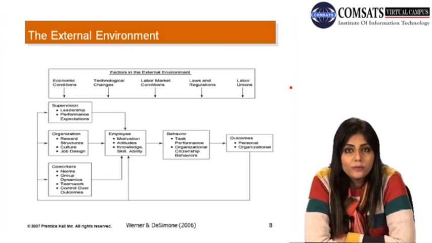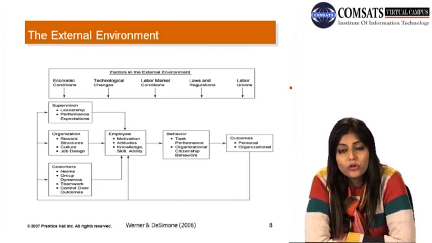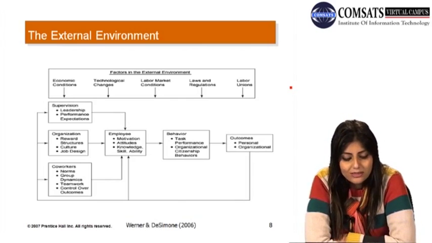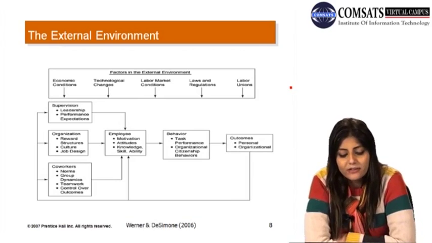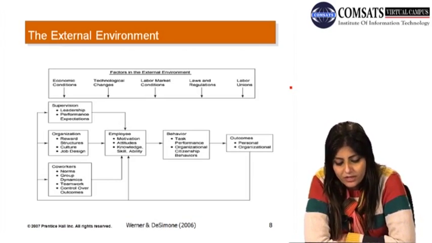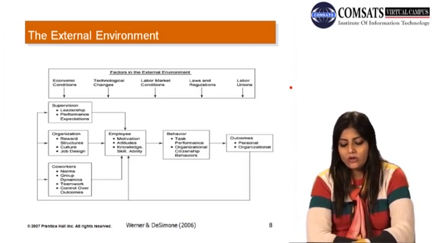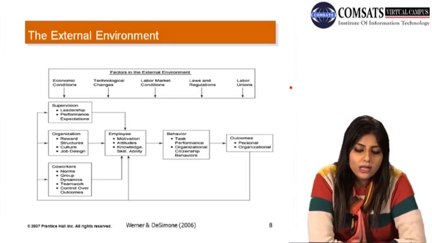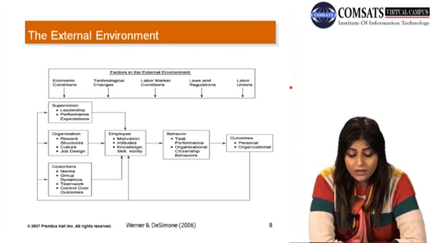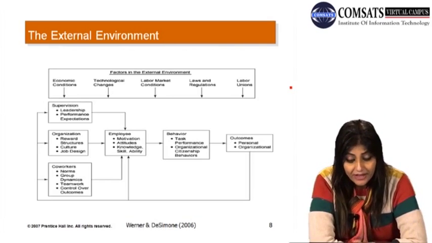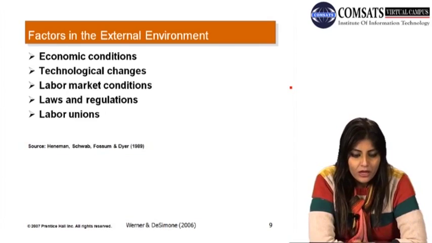So how do they influence employee behavior? First, they impact the employee's motivation, attitudes, knowledge, skills and abilities, and as a result that affects the employee's behavior in the form of task performance and organizational citizenship behaviors, which results in personal and organizational outcomes. So this is how the environment is affecting the employee's behavior.